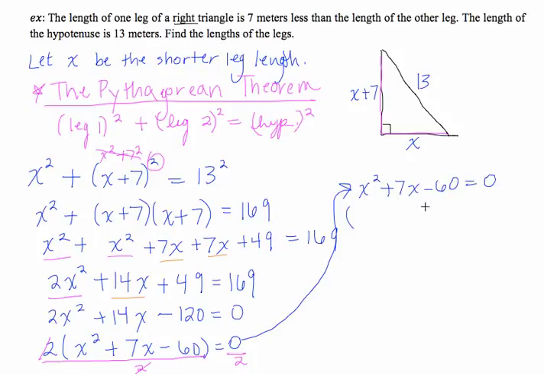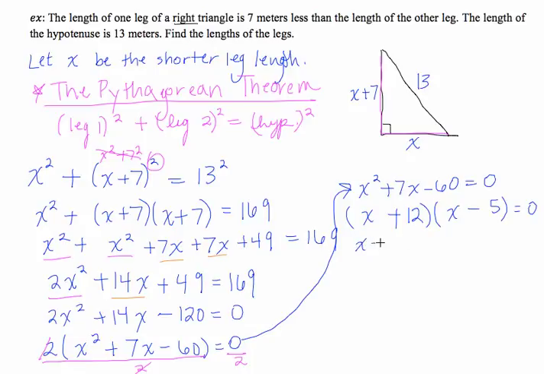Hopefully that factors. Let's see, 60 factors into lots of different things. The one thing it factors into that will add to 7 that I can think of is 12 and 5. 60 does break down into 12 and 5. And one of them's got to be negative, one's got to be positive. We want them to add to positive 7, so we'll put the positive with the 12. And if you FOIL that out, you will get back x squared plus 7x minus 60.